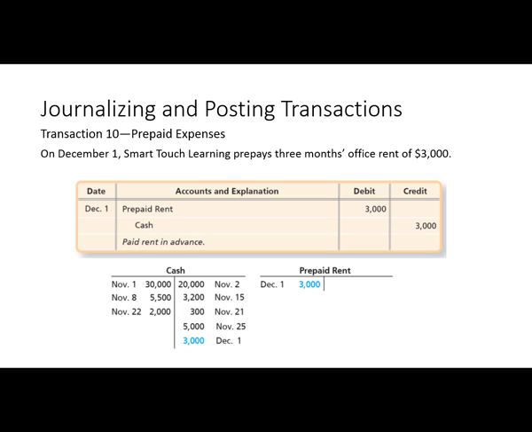This is an asset account. And what eventually happens, and we'll see in chapter 3, is we'll use up the prepaid rent as the months go on. But we have a prepaid rent asset T account that we debited because it's an asset. It's increasing with the debit. And then cash is being decreased with a credit of $3,000.